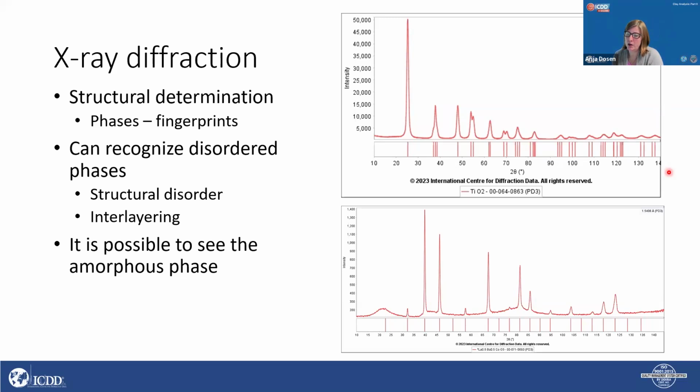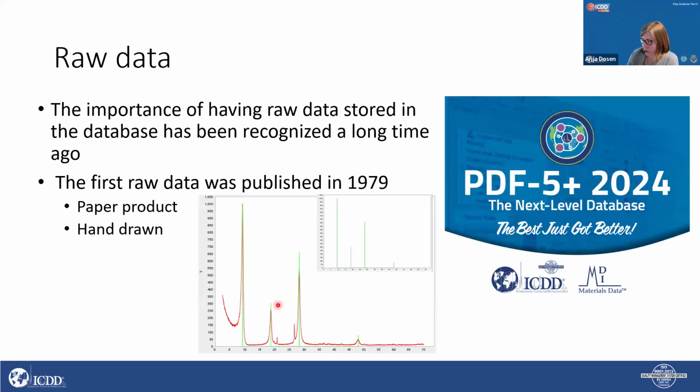X-ray diffraction. Another interesting thing is seeing an amorphous phase using X-ray diffraction, which is this example here. Like these broad humps is what we call an amorphous hump. This is how we can determine the presence of an amorphous material. So I mentioned the disorder, interlayering, and all of that can be seen looking at raw data.